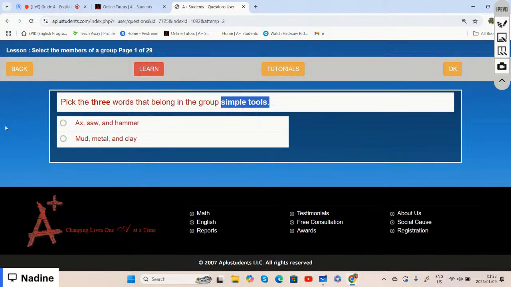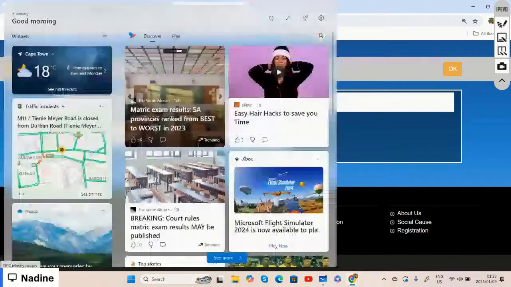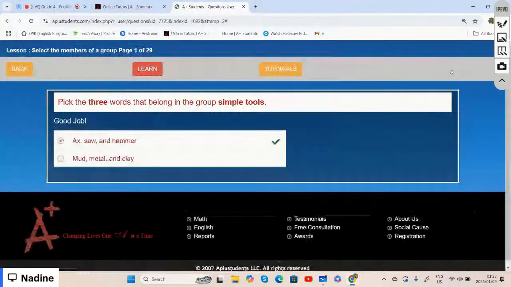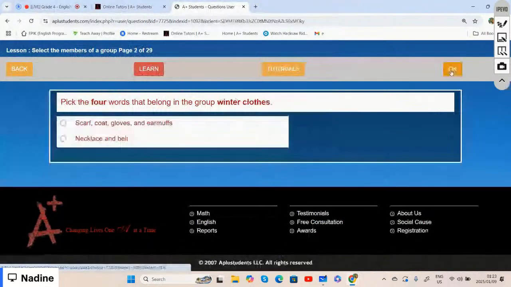All right. And if we were to choose the correct option, yes, option one. Those are things or words that belong with simple tools. So under the group of simple tools, it's your axe, it's your saw, it's your hammer, it's tools that you use in order to fix certain things around the house.